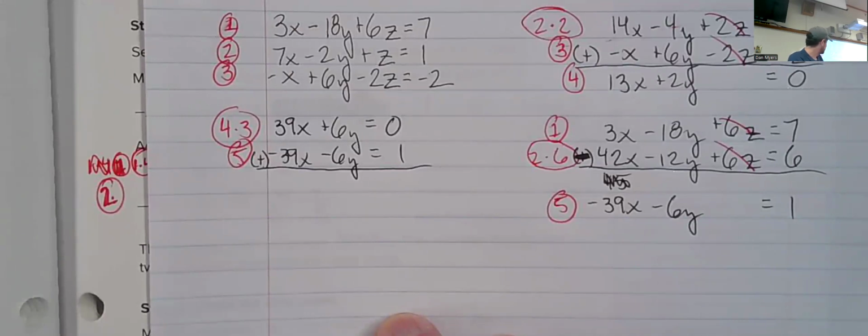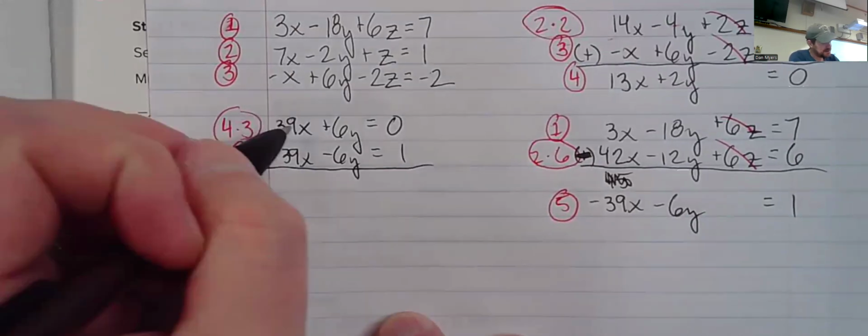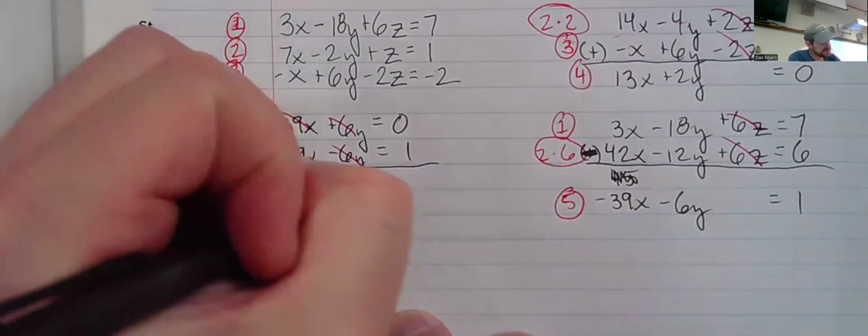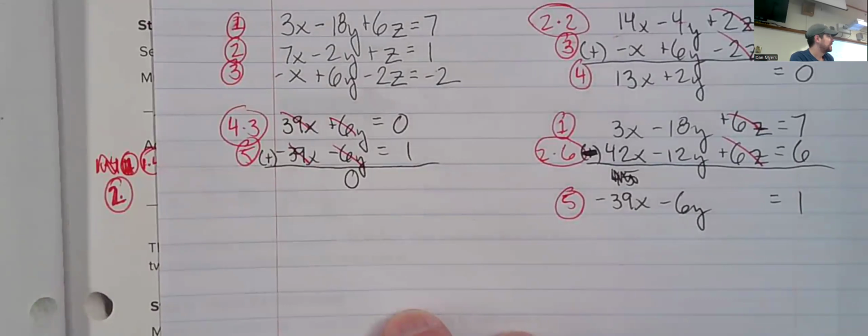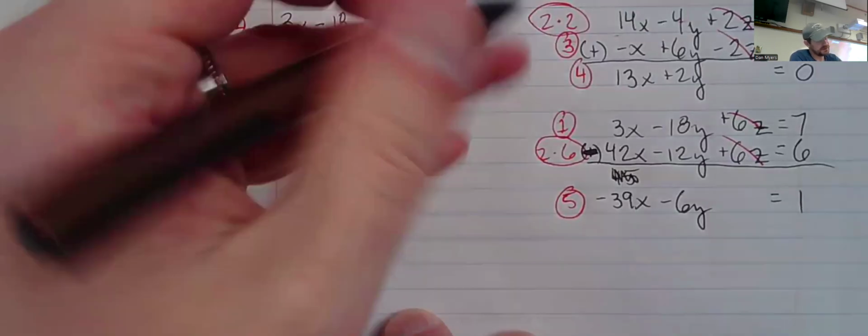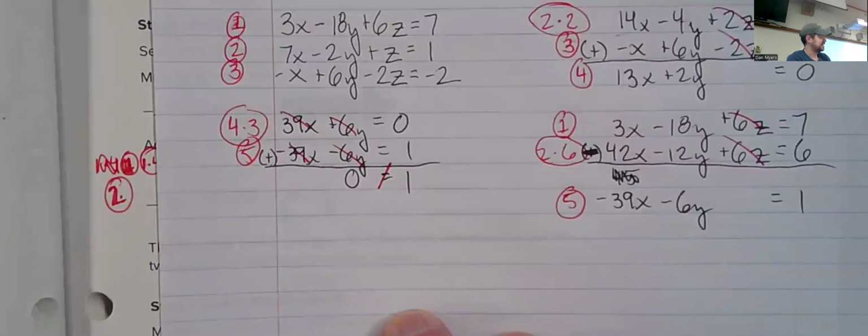Everything cancels. Okay. So this would be 0, right? Over here, what's 0 plus 1? 1. But 0 does not equal 1. What does that suggest? There's no solution.